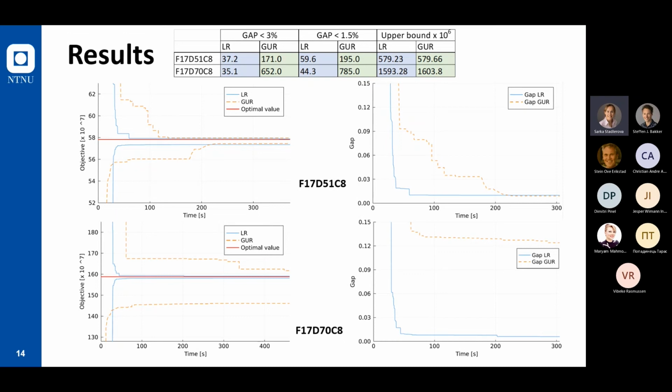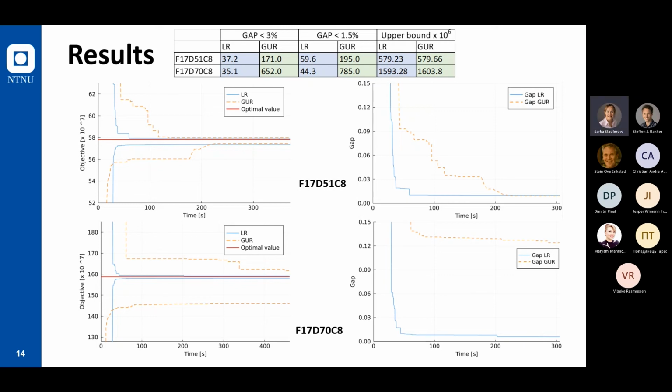But now when we compare our results with Gurobi, you can see again that our solution is very close to the optimum. And here the advantage of our algorithm is much more visible. And also now when we have a look at the gap, after 300 seconds, we are already below 1%, while Gurobi is after 300 seconds still above 10%.